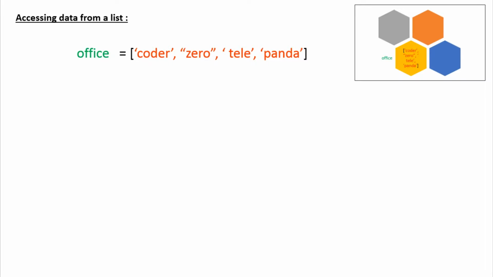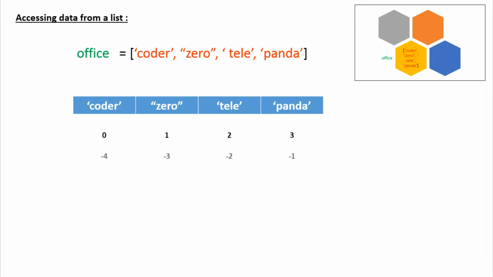Let's see how to access one element from the list. Before that, you can see here, just like in a string, the distribution is the same. In a string, each and every letter is stored and index numbers are assigned to those. Here an index number will be created for each particular item of the list. This one is for coder, this one is for tally, and this one is for panda.